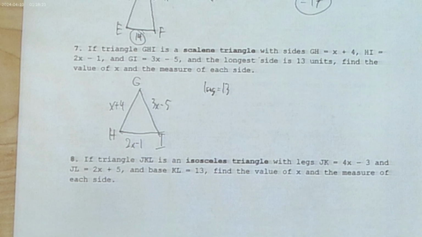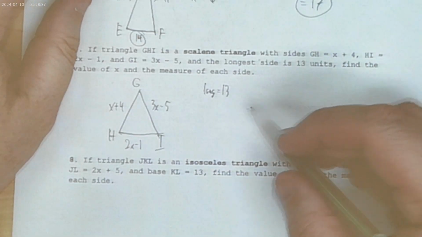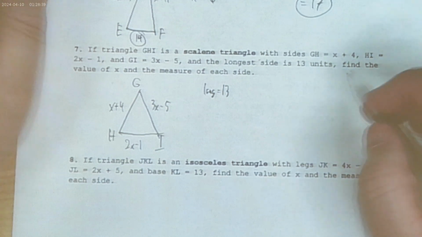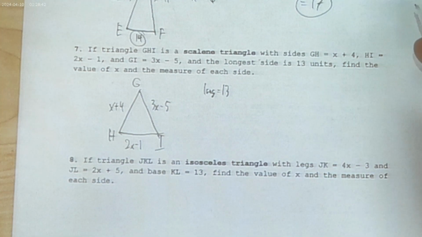It really depends on which value x plus 4 is, because that affects which side is going to be 13. Let's try this: set each one of them equal to 13 and see what we get. If the longest side is 13, find the value of x and the measure of each side.